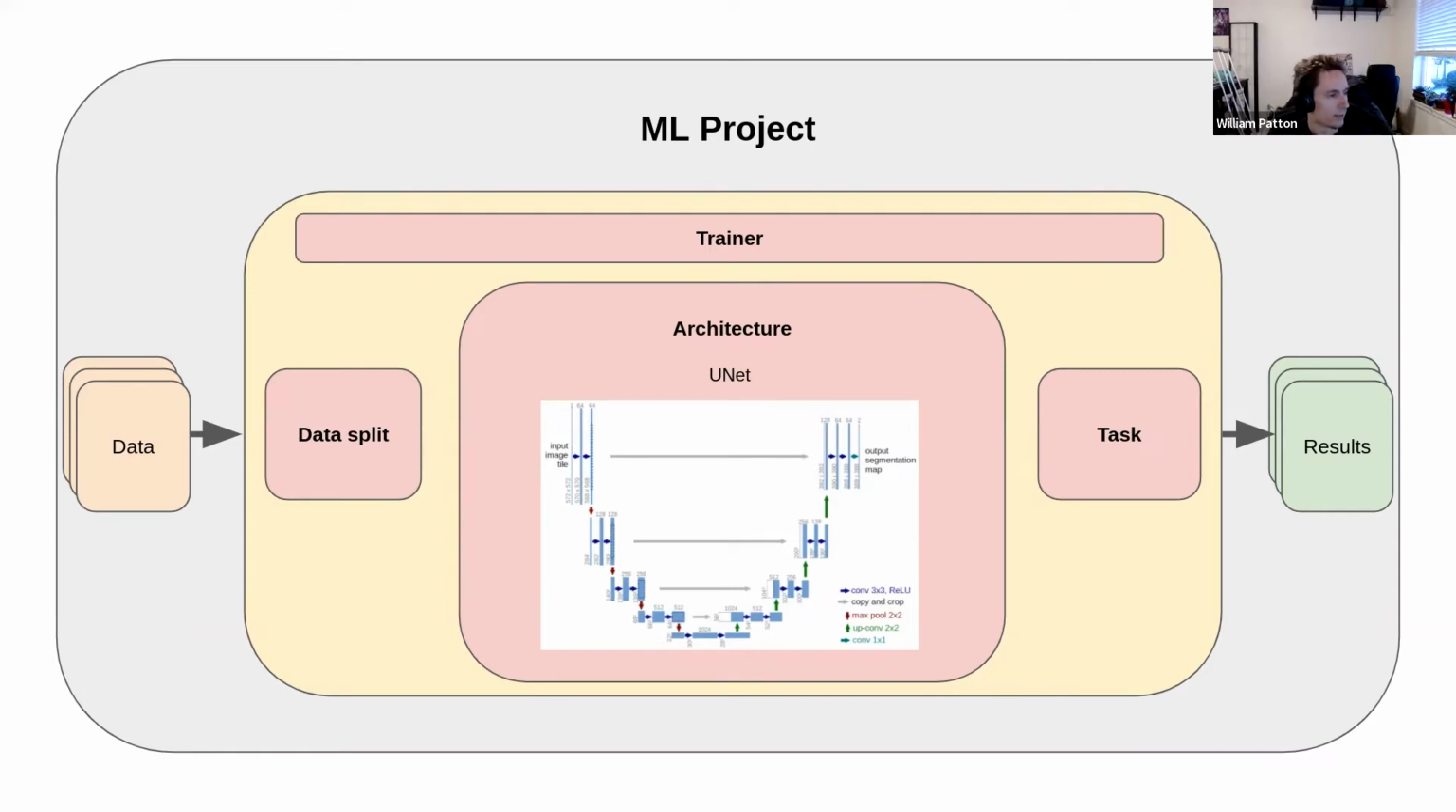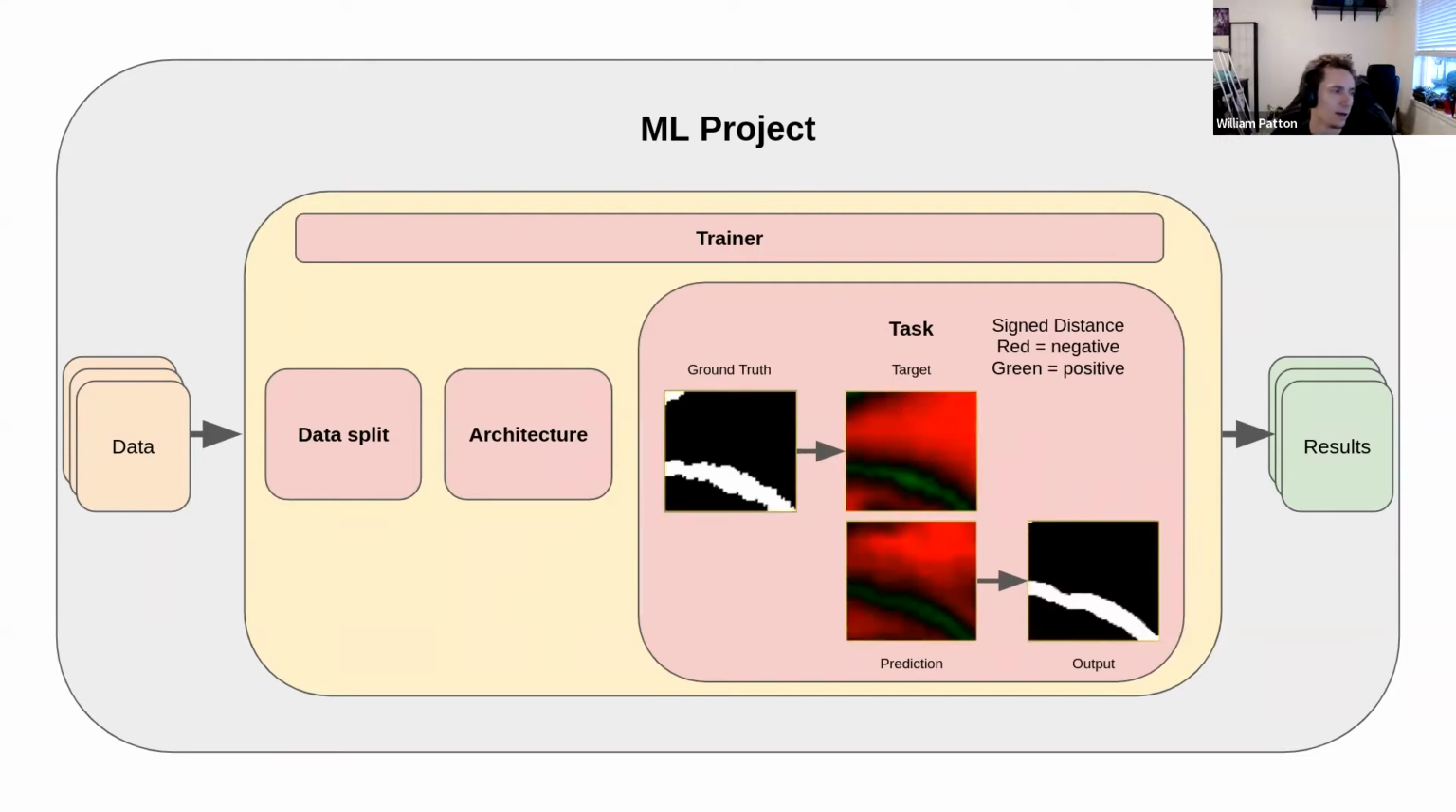The task is a little more complicated, but this is essentially mapping from the... it provides a couple mappings. So one thing you want to do is transform the ground truth into a target. The target is what you're actually going to learn with your model. So in this case, I'm showing an example of a signed distance transform. So your input is a binary mask, and then you do a distance transform. And so the further inside the object you are, the more positive, i.e. green, your target is, and the further outside of an object, the more red or negative your distance is.